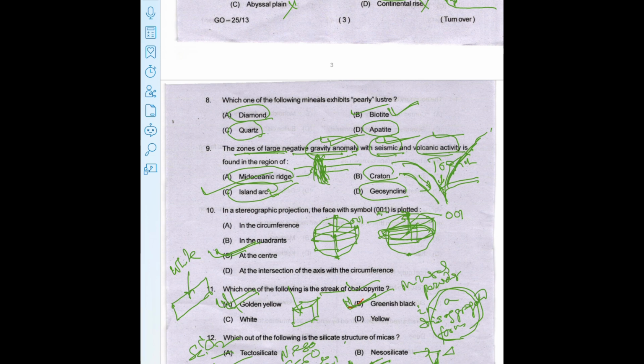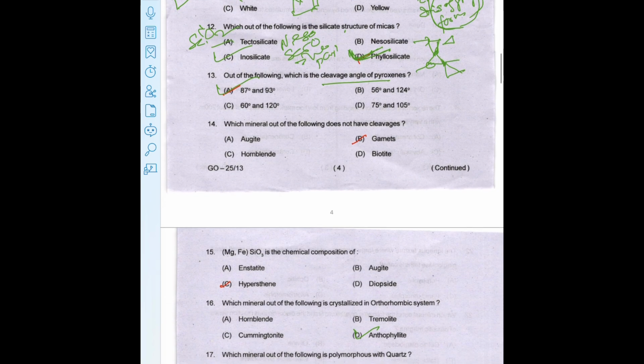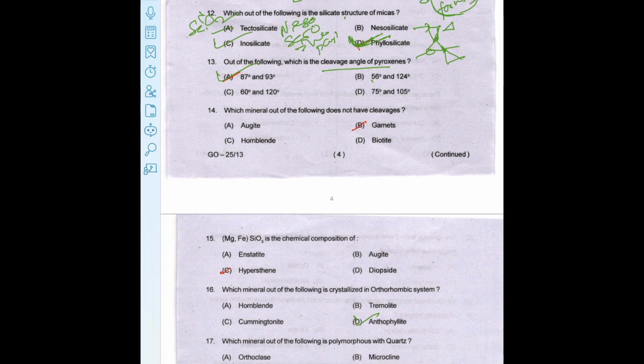Next question: out of the following, which is the cleavage angle of pyroxenes? We know pyroxenes provide 2 sets of cleavage near right angles. So the correct answer will be 87 degrees, 93 degrees. And this other angle is for the case of amphiboles. These are not related to any group. So this is for pyroxenes, this is for amphiboles. In pyroxenes, the 2 sets of cleavage are near right angles.